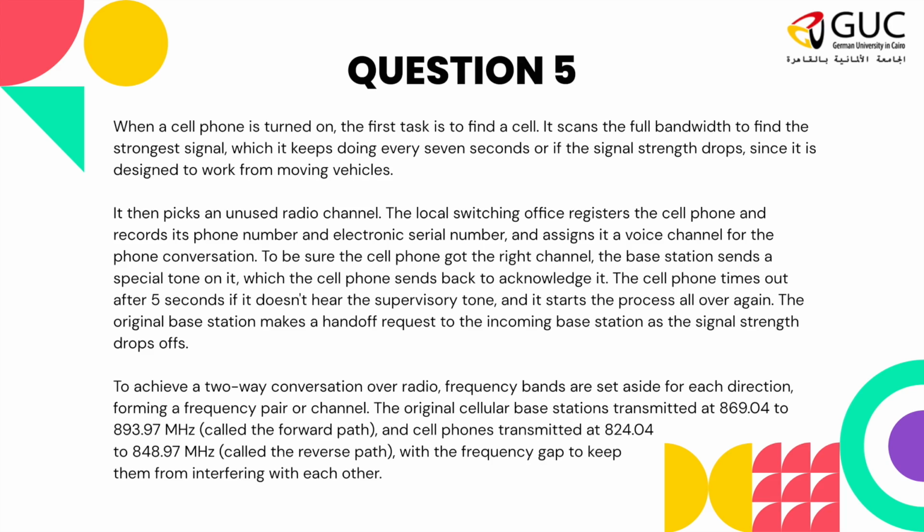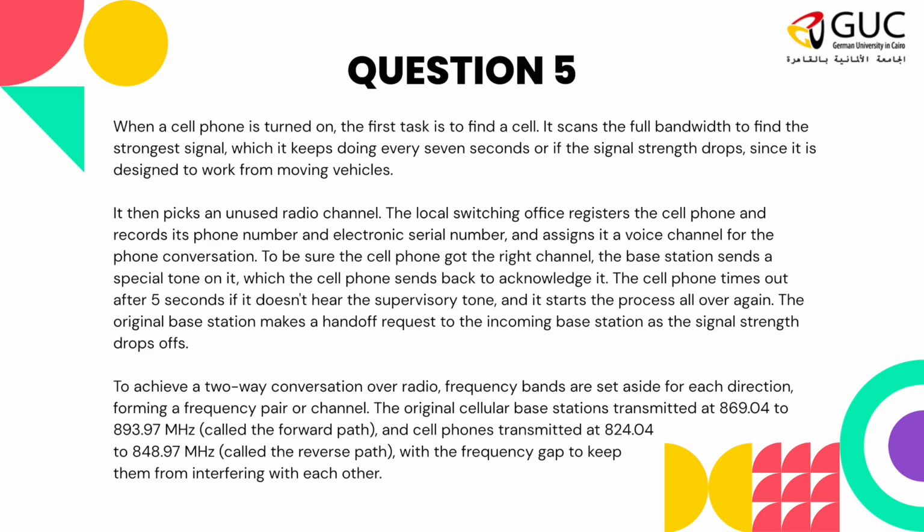To achieve a two-way conversation over radio, frequency bands are set aside for each direction, forming a frequency pair or channel. The original cellular base stations transmitted at 869.04 to 893.97 MHz, called the forward path, and cell phones transmitted at 824.04 to 848.97 MHz, called the reverse path, with a frequency gap to keep them from interfering with each other. So actually this describes that the cell phone and the cell tower operate at different frequencies.